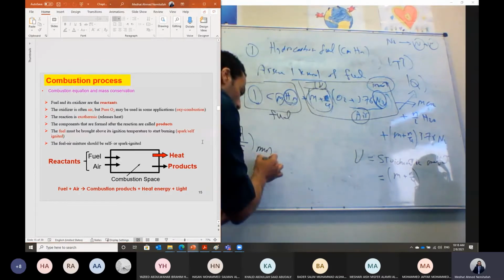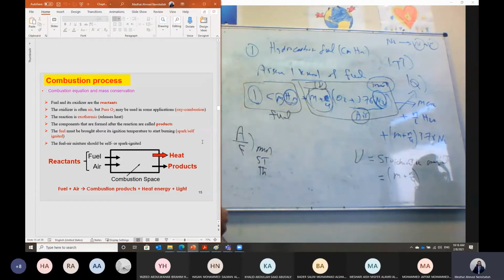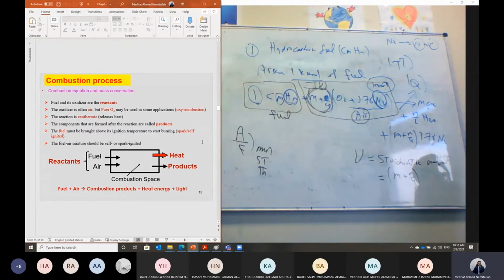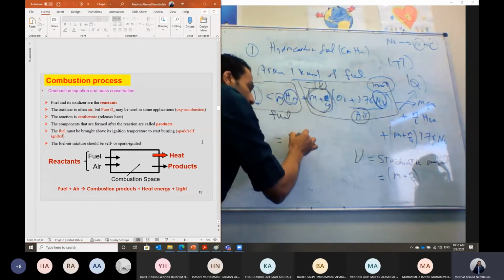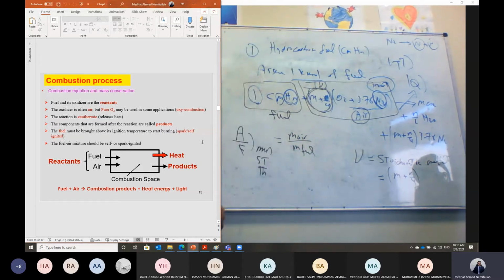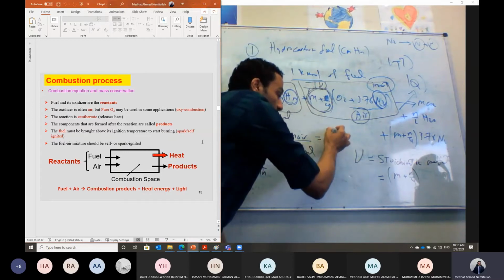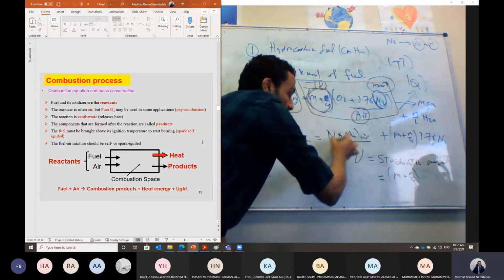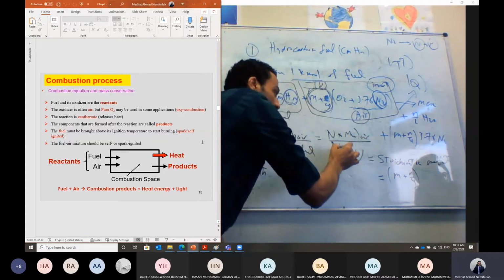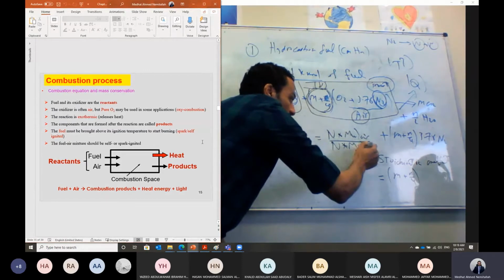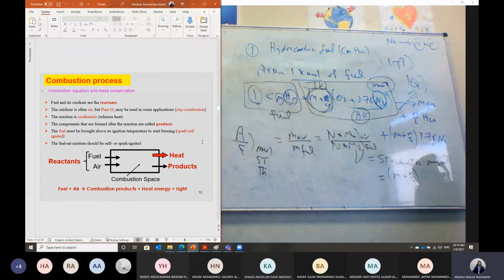We call it stoichiometric or theoretical, because we don't have excess air in this case, just the stoichiometric air. So the air to fuel ratio by mass is the mass of air divided by the mass of fuel. And the mass of air is equal to the number of moles of air multiplied by the molecular weight of air, divided by the number of moles of fuel multiplied by the molecular weight, actually, for the fuel in this case.